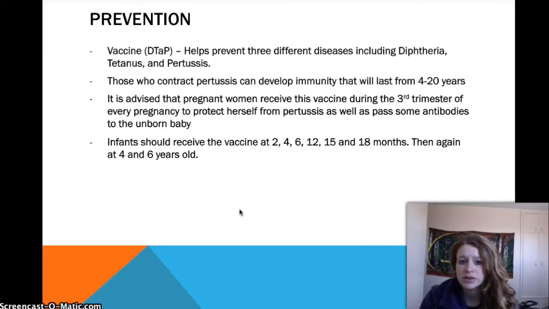As far as prevention goes, there's a vaccine out there called DTaP. It stands for diphtheria, tetanus, and pertussis. It prevents all three of these.